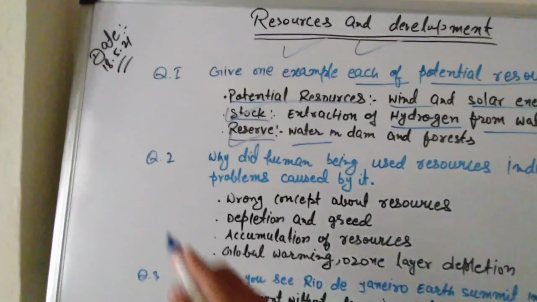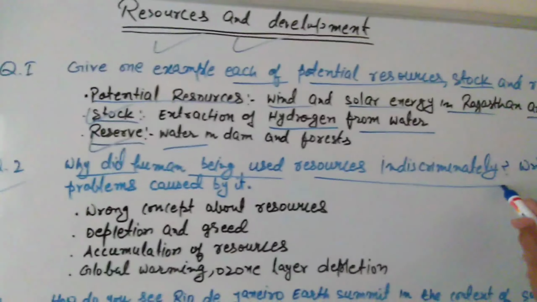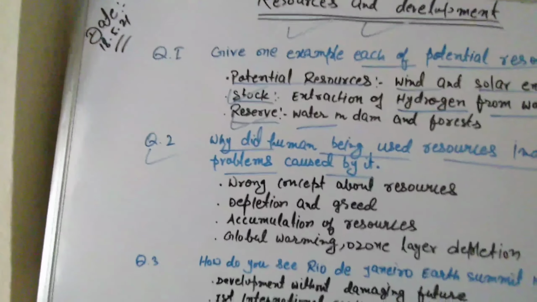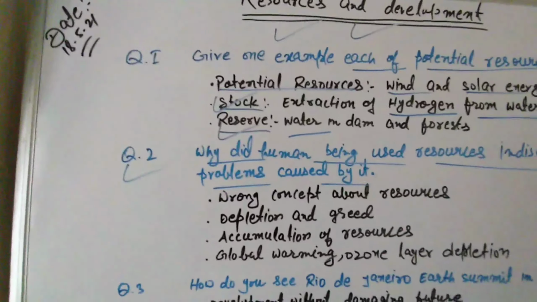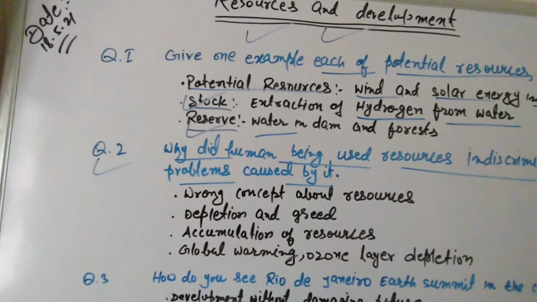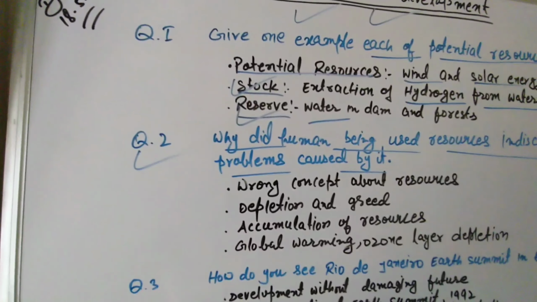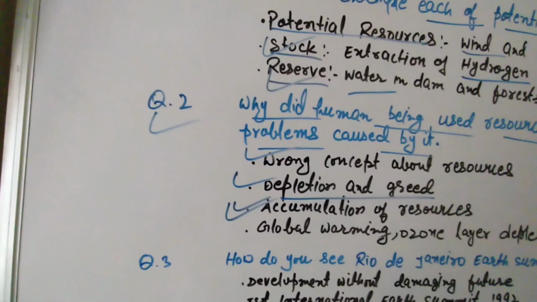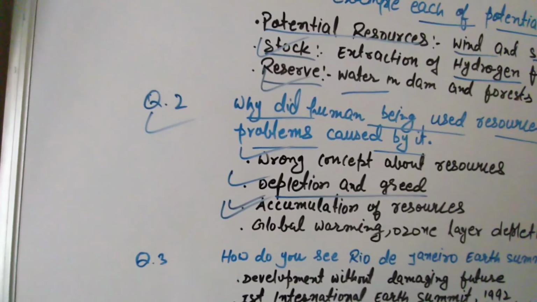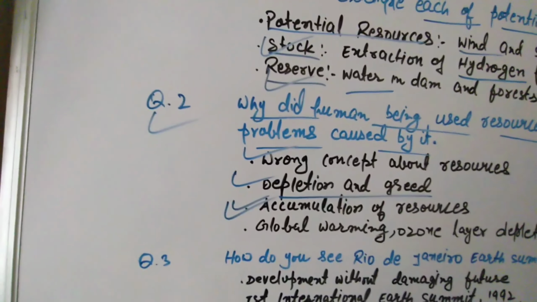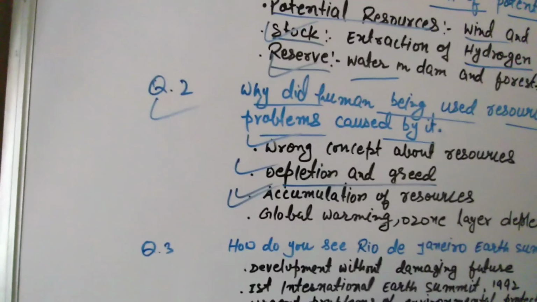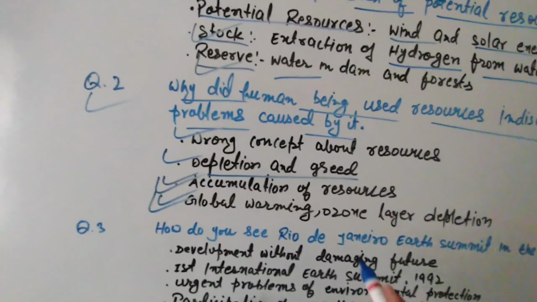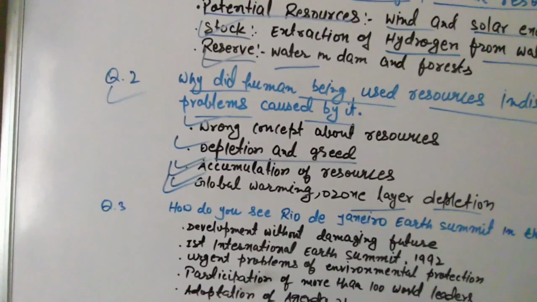Now I'm going to describe question number 2. Why did human beings use resources indiscriminately? Write 3 environmental problems caused by it. So dear students, you know that few people said that resources are free gifts of nature. As people started to use natural resources indiscriminately, people who were greedy, influential, wealthy and rich accumulated the resources of the world within their hands. And it also led to global warming, depletion of the ozone layer and land degradation.